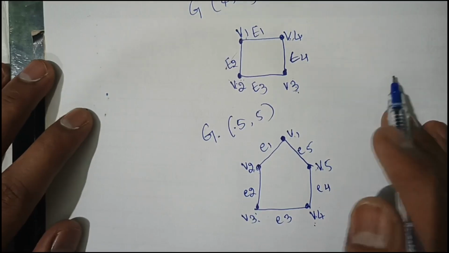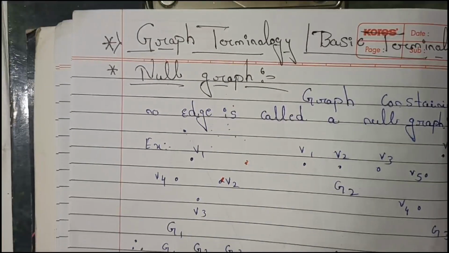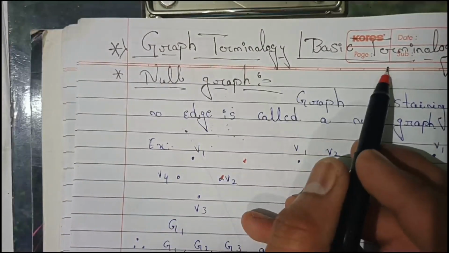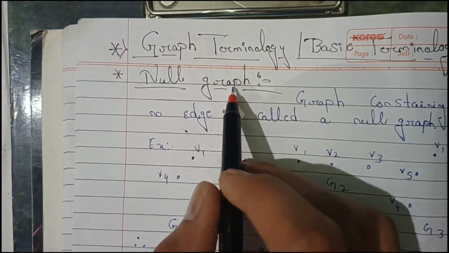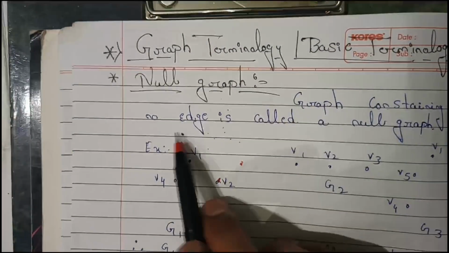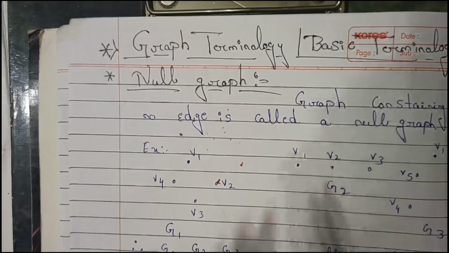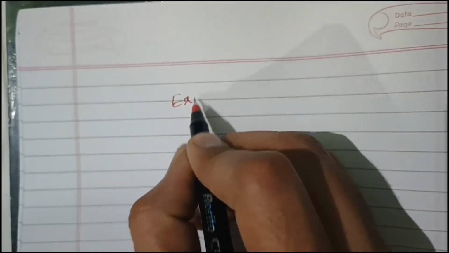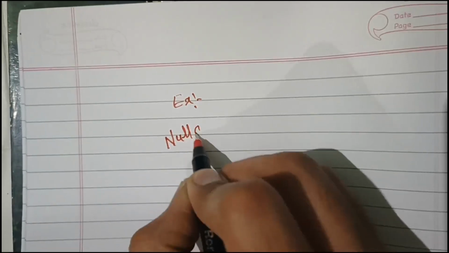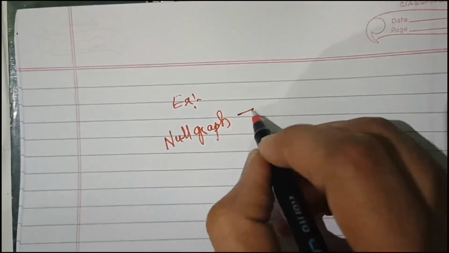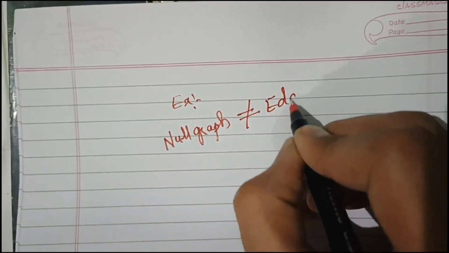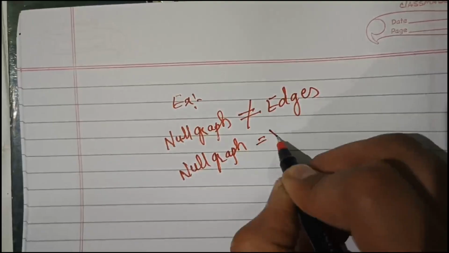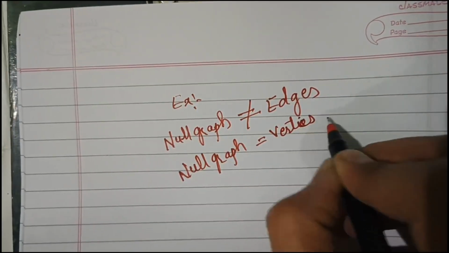Next, we have to go for the... Hope you understand the definition of the graph. Next, we have to study graph terminology and basic terminology. First, we have to study the null graph. Let's see the definition. A graph consisting of no edges is called a null graph. It means we can find it using one example. A null graph is nothing but a graph that does not contain any edges. It contains only the vertices. So this one we should call a null graph.